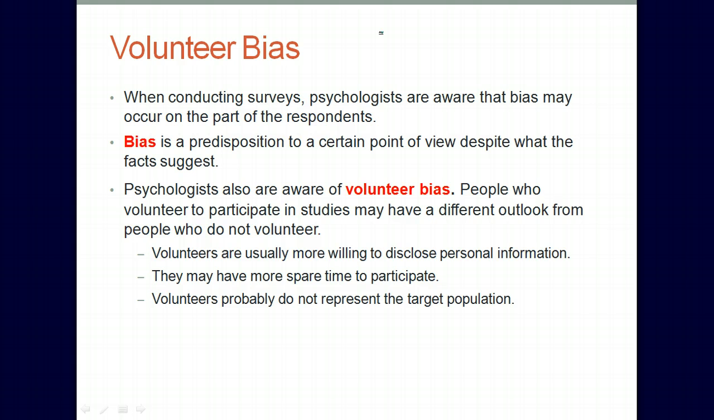And there's volunteer bias. People who volunteer in studies may have a generally different outlook from people who do not volunteer. They may be more willing to disclose their personal information. They may have more spare time to participate in a study, and they probably do not represent the target population. So we must be careful to generalize our results because, one, the target population may not be accurately represented in the sample, and we also must be careful of volunteer bias.